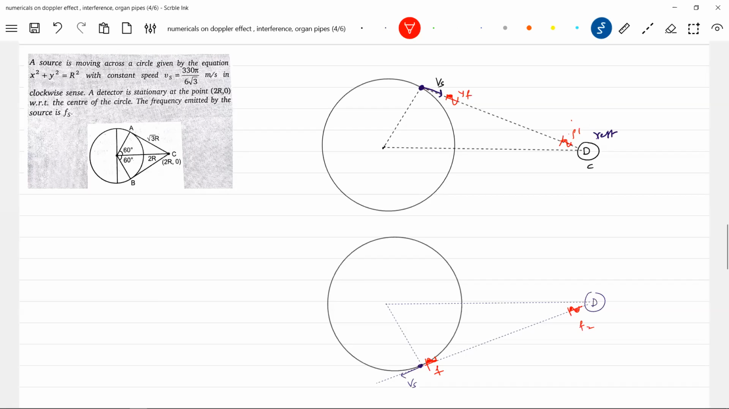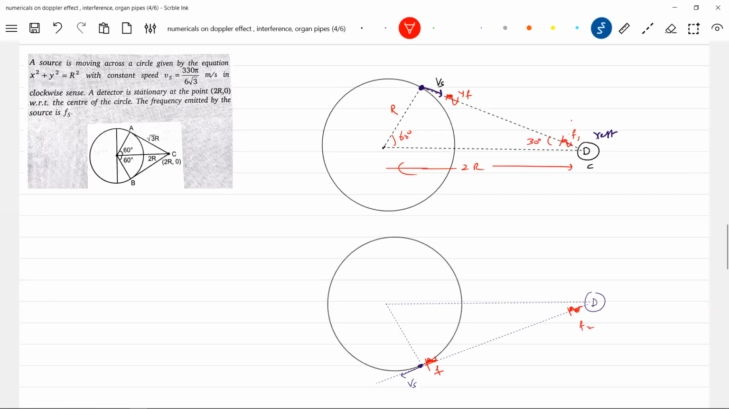F2, let me write this is F1. So this is R, this distance is 2R. Here is the given theta. So definitely what happened, this should be 30 degrees, 60 degrees. This will be 30 degrees.